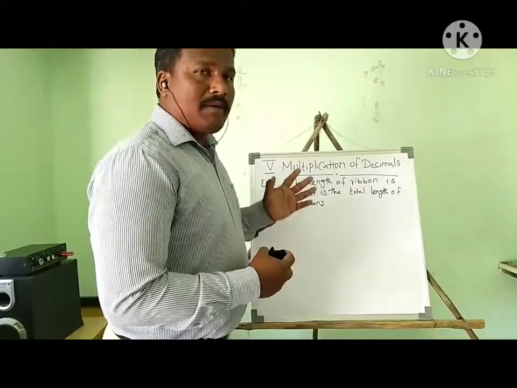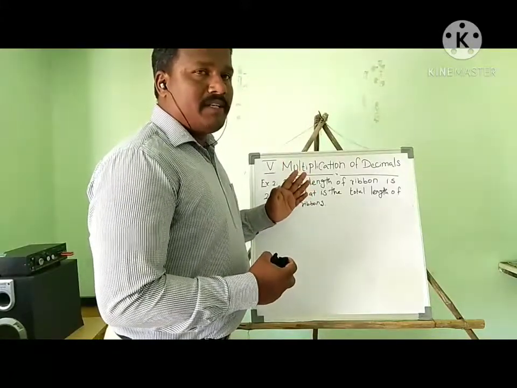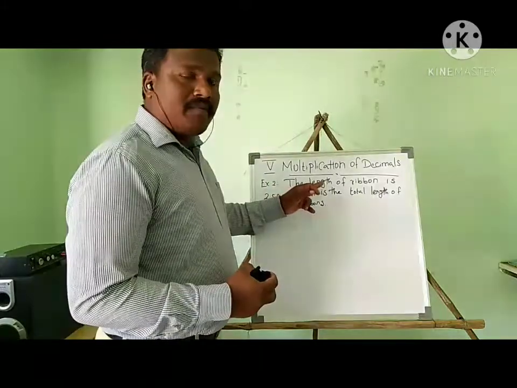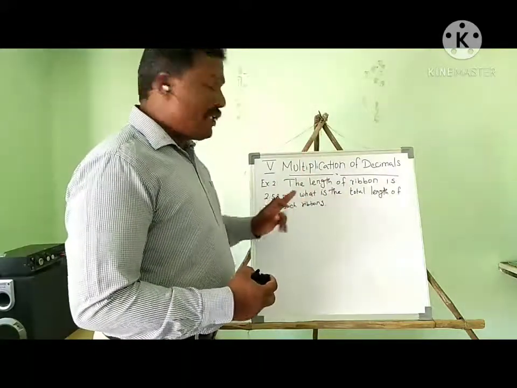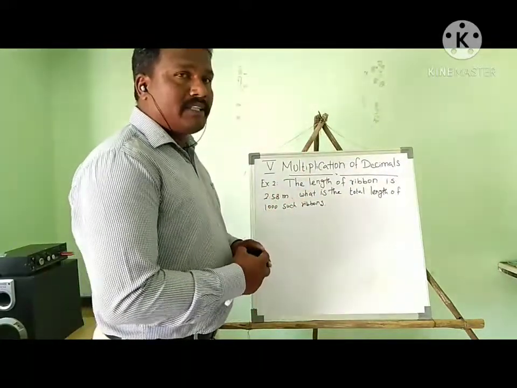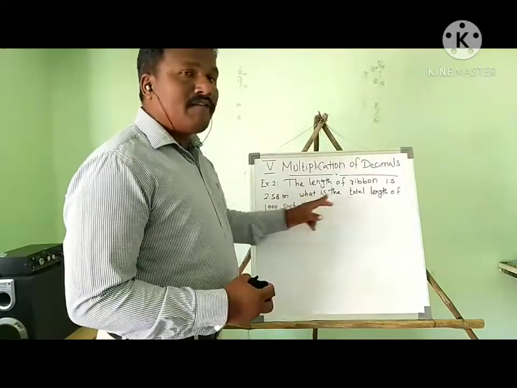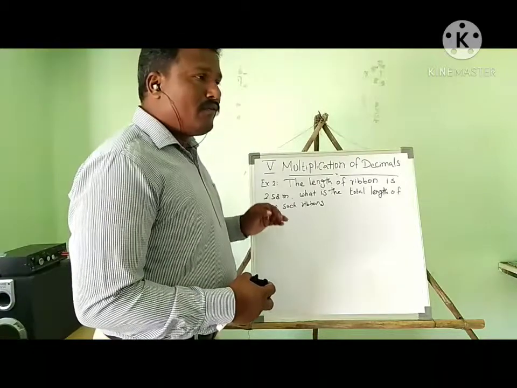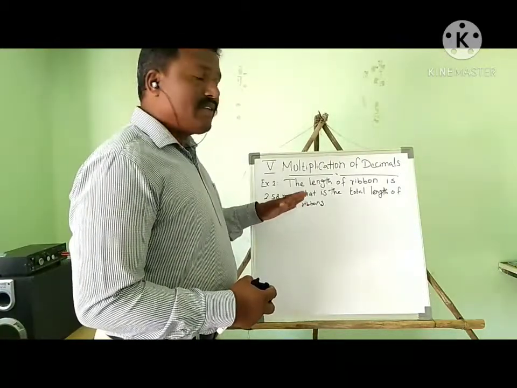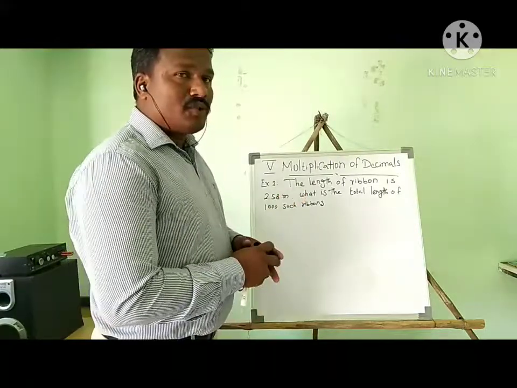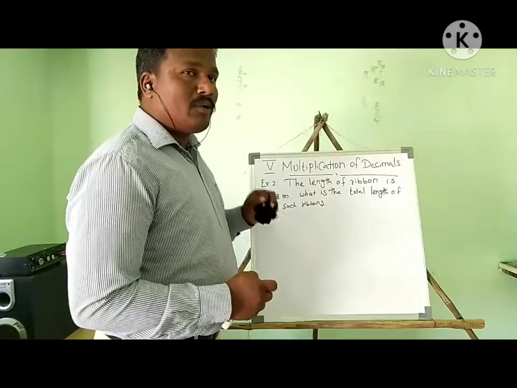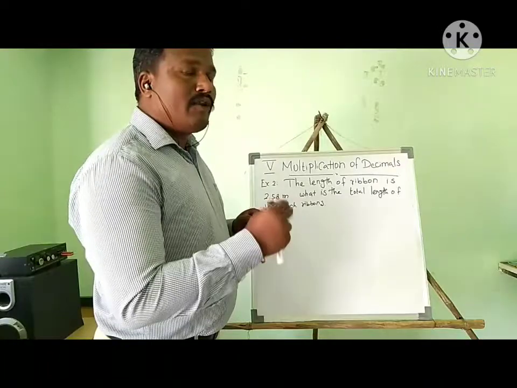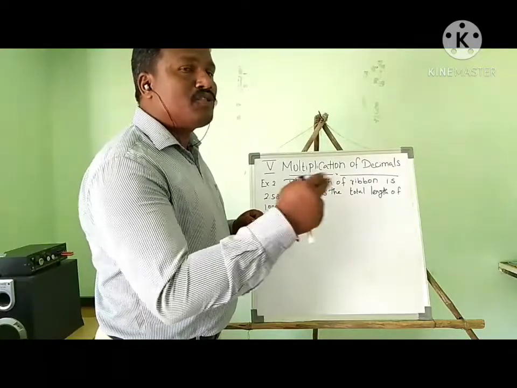Look at the word problem on multiplication of decimals. The sum is the length of ribbon. The length of ribbon is 2.58 meters. So what is the total length of 1000 such ribbons? Now we want to multiply the given decimal by 1000. Already we know if it is 1000, we have to move the decimal point 3 places to the right.